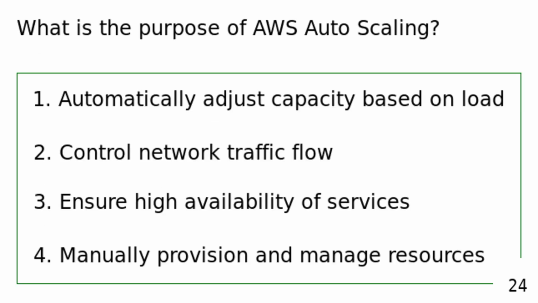What is the purpose of AWS Auto Scaling? Automatically adjust capacity based on load. Control network traffic flow. Ensure high availability of services. Manually provision and manage resources.